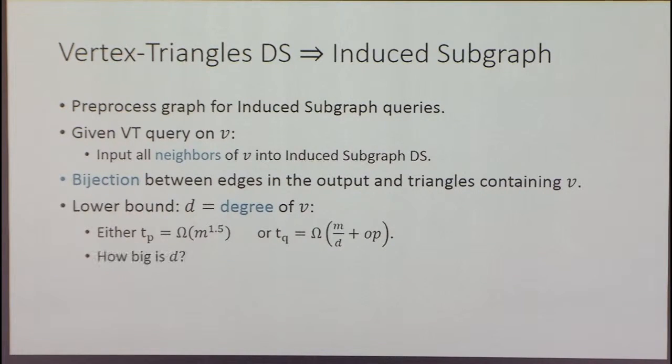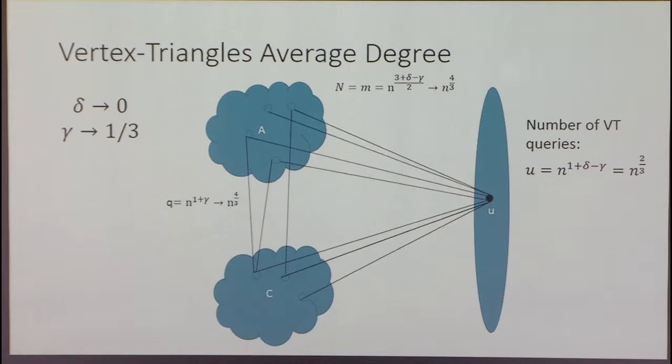Okay, so the natural question to ask is, how big is d? The larger d is, the worse it is for us, because we get a weaker lower bound. So let's look back at our graph. If we look at the number of edges and divide by the number of vertices, we get that the average degree is going to be m to the 0.5.